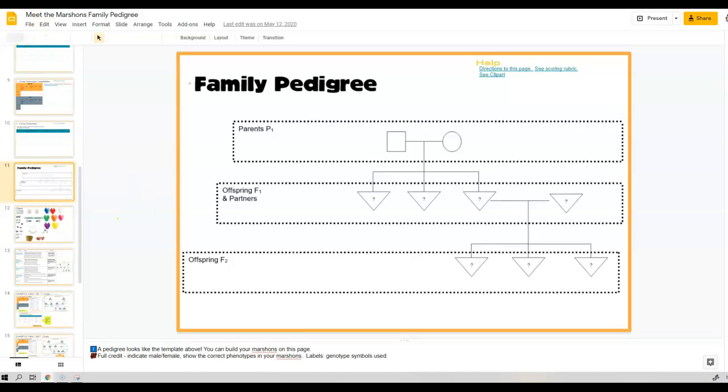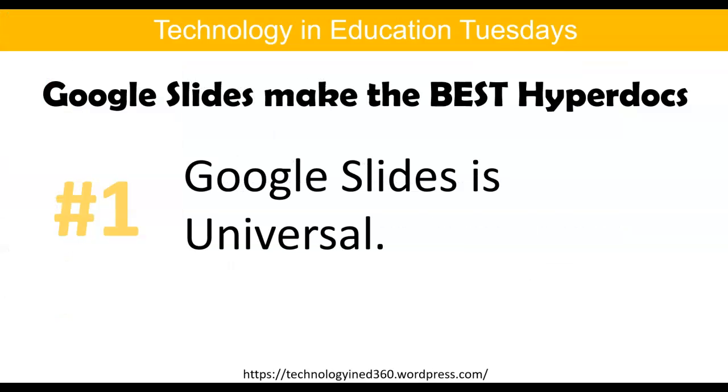So let's look at those 5 reasons why I think this is one of the best ways to get information to students through a Hyperdoc. All right, so I think the first one is Google Slides is universal. There's probably not a student in secondary education that hasn't used Google Slides, so they're very used to using this program. It's part of the Google Apps for Education, so I think it's pretty understood how they can use it.